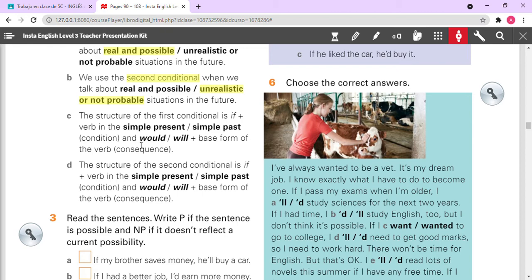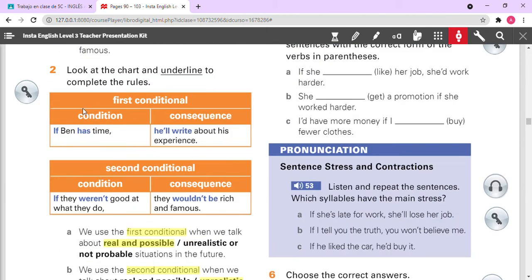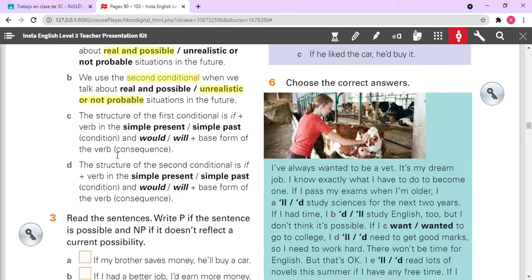Okay, let's see. First conditional. I told you at the beginning, simple present and will. The structure of the first conditional is if plus the verb in the simple present and the condition, and will, and the base form of the verb is the consequence. I told you at the beginning.